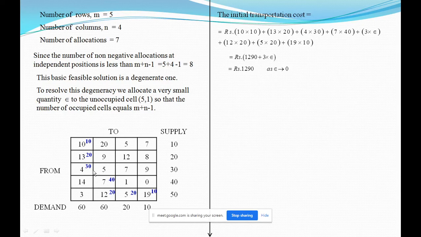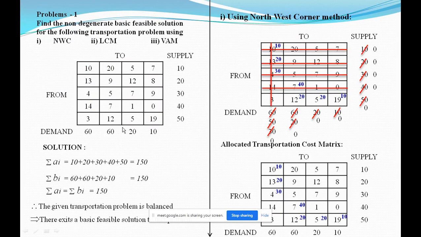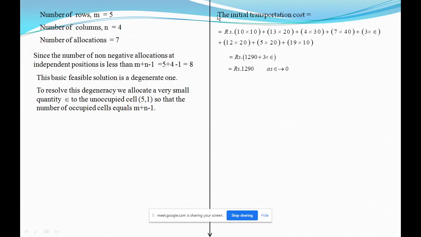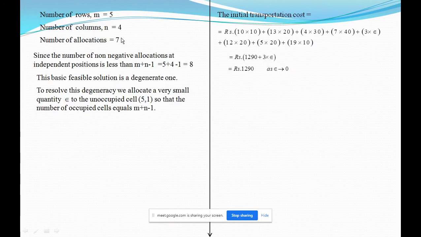See this. We have degeneracy and non-degeneracy situations. Our rim condition should be what? The number of allocations should be m plus n minus 1, sorry, number of allocations. How many allocations do we have here? 7 allocations. 1, 2, 3, 4, 5, 6, 7. So 7 allocations are available here. Number of rows and columns: 5 rows and then 4 columns.